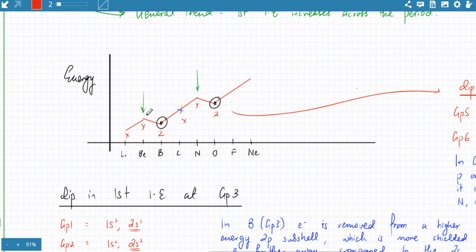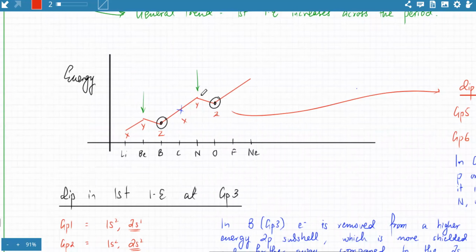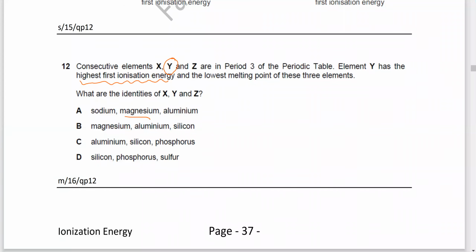So you have two options. And he's stating clearly that element Y, the middle one, is supposed to have the highest first ionization energy. So these options are correct. The middle one is either going to be group 2, or the middle one is going to be group 5. So either magnesium is fine, or you could have phosphorus. So these two options, not the other two options. Is this clear? So you have A or you have D.